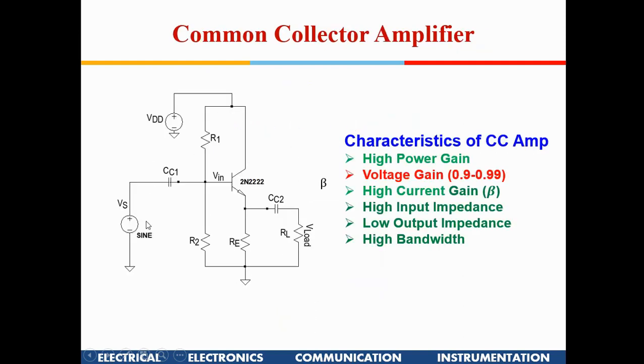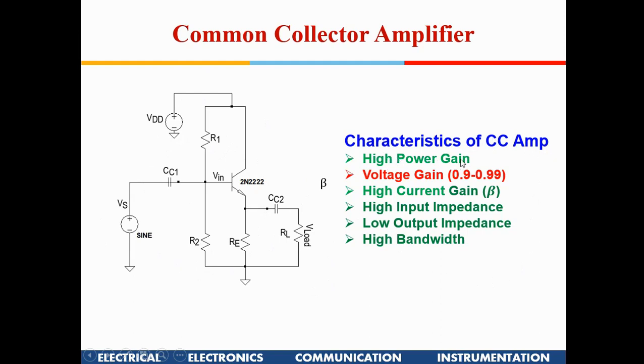Okay, this is the schematic of a CC amplifier. If you compare it with the CE amplifier, in the CE amplifier we had an RC between VDD and the collector, and we had tapped the output from the collector of the transistor. In this, the collector is directly shorted to VDD, and we are tapping the output from the emitter of the transistor. Okay, this is the change which we have brought in. So with this change, these are the modified characteristics of the CC amplifier.